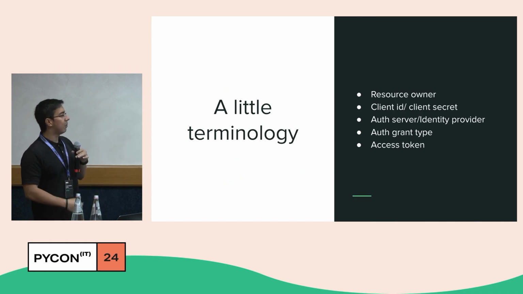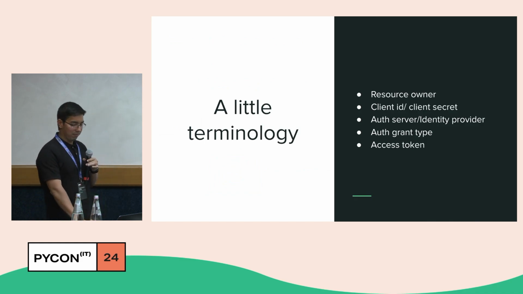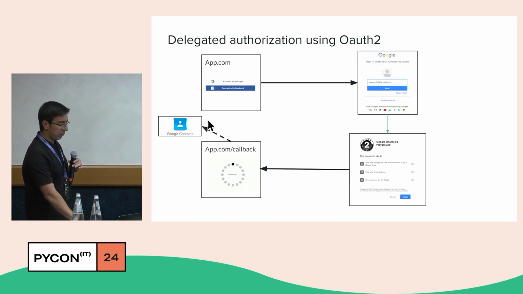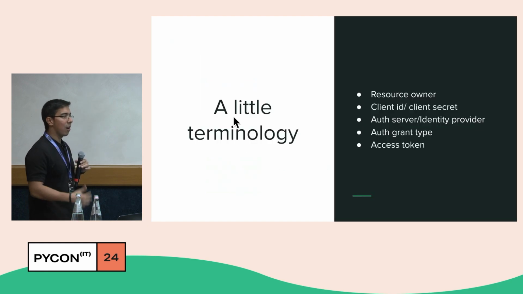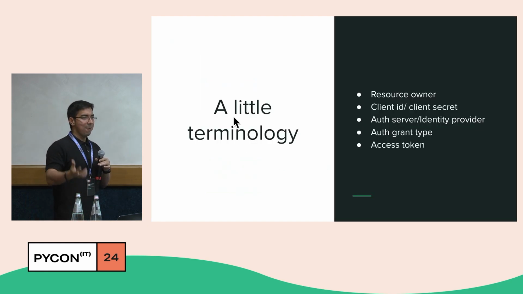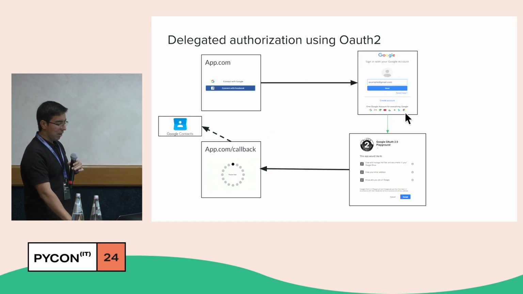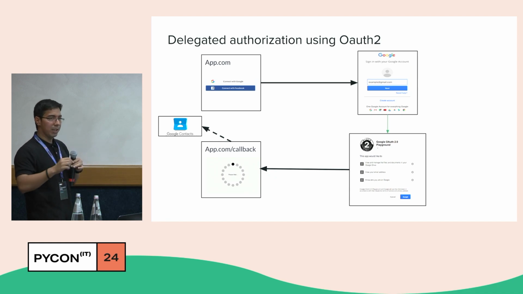Okay, a little bit of terminology. So we have a resource owner, which in the previous example is Google Contacts. So it's what I want to access, or what I want to get from the application where I, as a user, gave access. Okay? The client ID and the client secret are the credentials that Google gives you when you register your application, and then you put those credentials in your app. And those are the ones used to perform the flow.